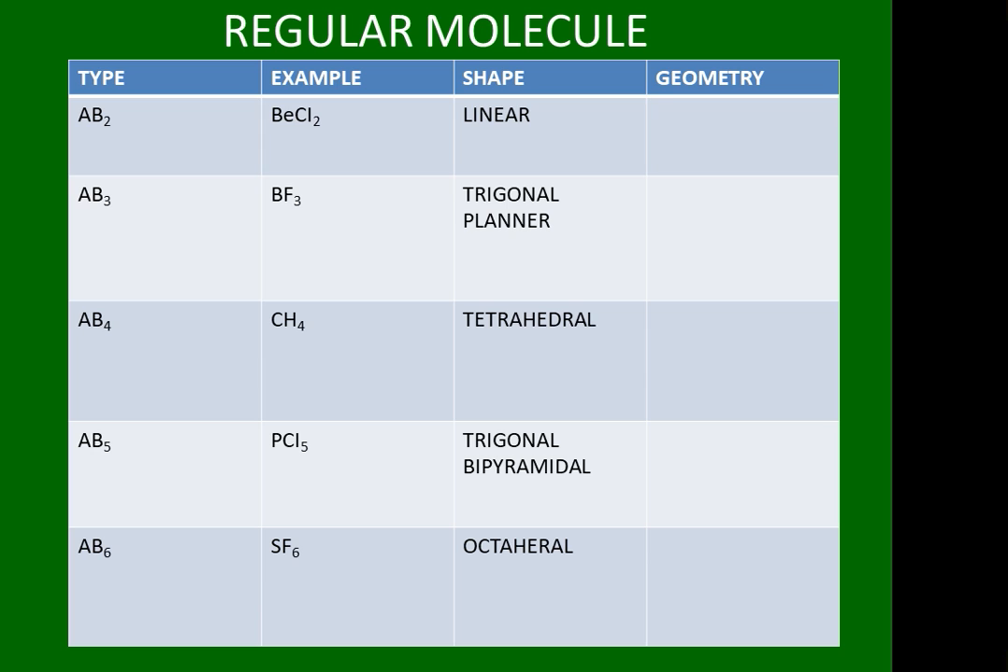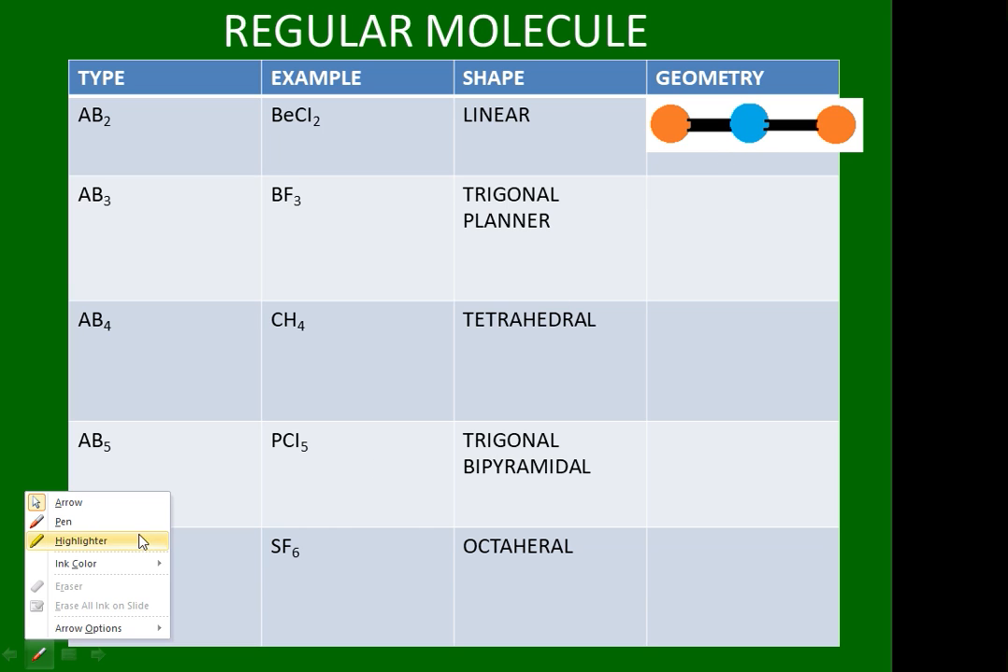So have a look at these different kinds of regular molecules. First type is AB2 type, represented by the molecule BeCl2. The shape of the molecule is linear, and you have to see the geometry here. There is an angle, and that angle is 180 degrees. Okay, if you see, the angle becomes 180 degrees.